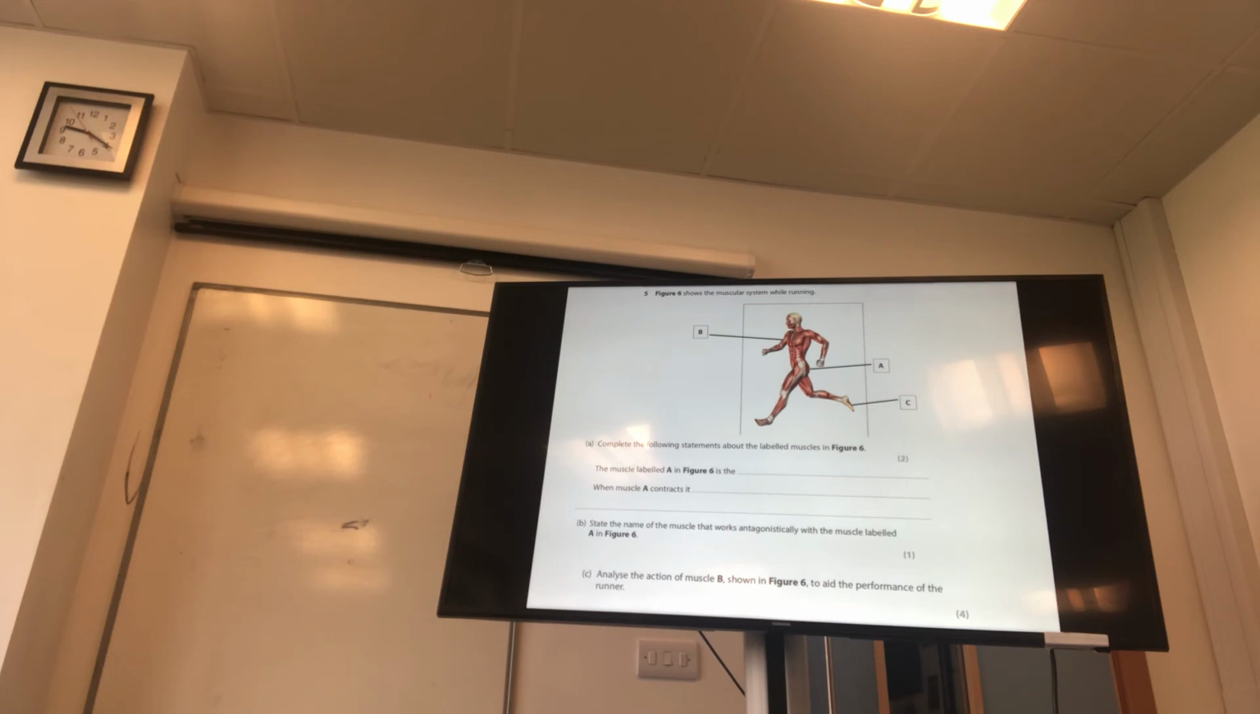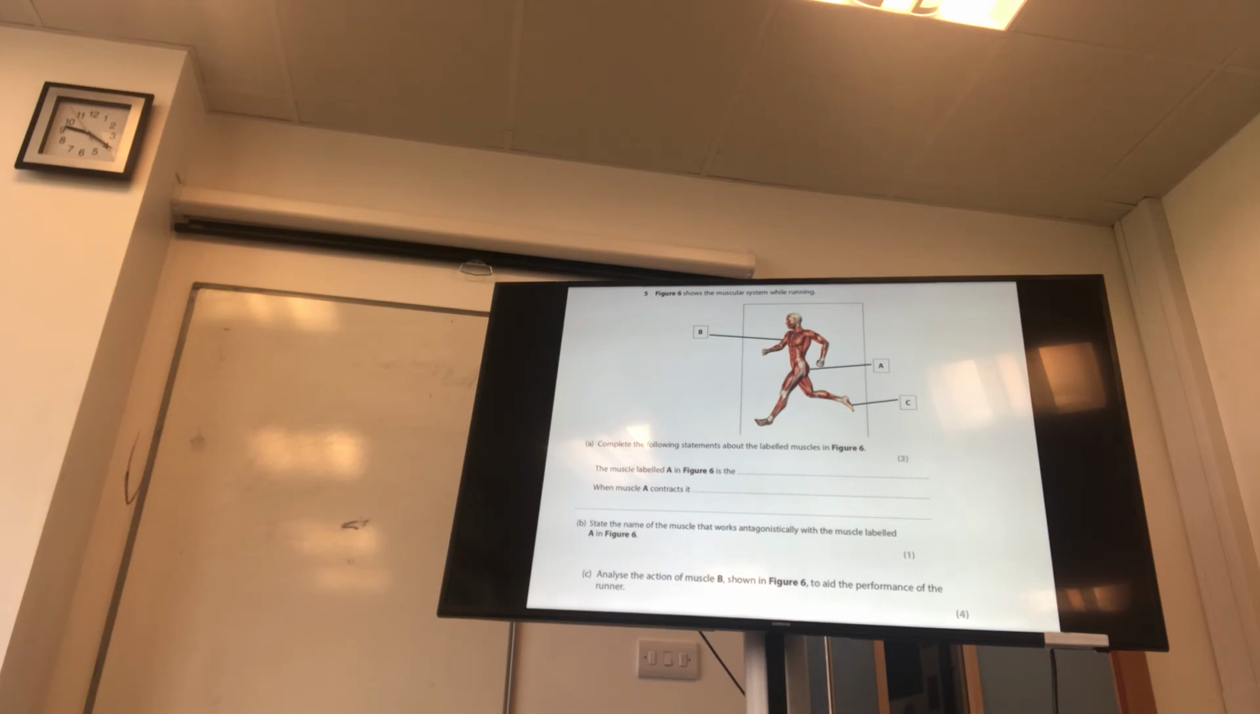When you're reading your answer, you want to think: what muscle it is, what movement it creates, what muscle it works alongside, and how that movement improves or helps running. That should be 4. I need to think about how it helps. Why do I move my arms? To generate speed and momentum.